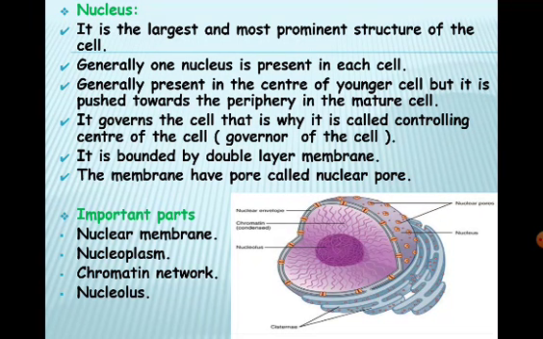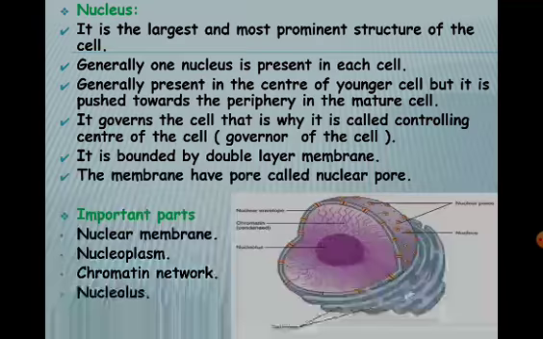The nucleus is surrounded by a double membranous layer called the nuclear envelope or nuclear membrane. That membrane has small pores called nuclear pores. Broadly we can divide the nucleus into four parts: nuclear membrane, nucleoplasm, chromatin network and nucleolus. Let's see one by one.